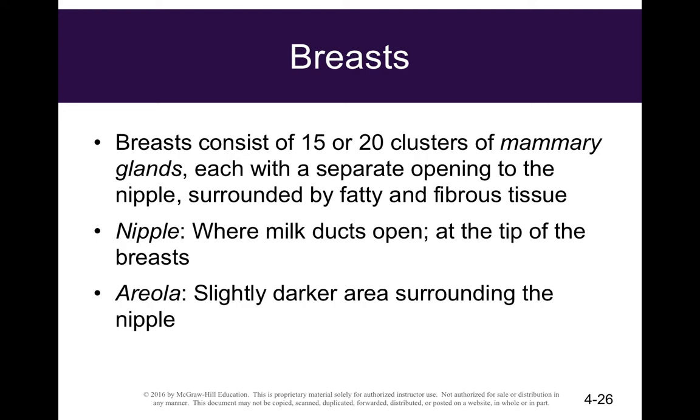So although they're not directly considered sexual organs, the breasts are really important in sex and reproduction because breast consists of 15 or 20 clusters of mammary glands. Each of those mammary glands has a separate opening that goes to the nipple that are surrounded by fatty and fibrous tissue. The nipple is where those milk ducts open at the tip of the breasts, and the areola is that slightly darker area that surrounds the nipple.